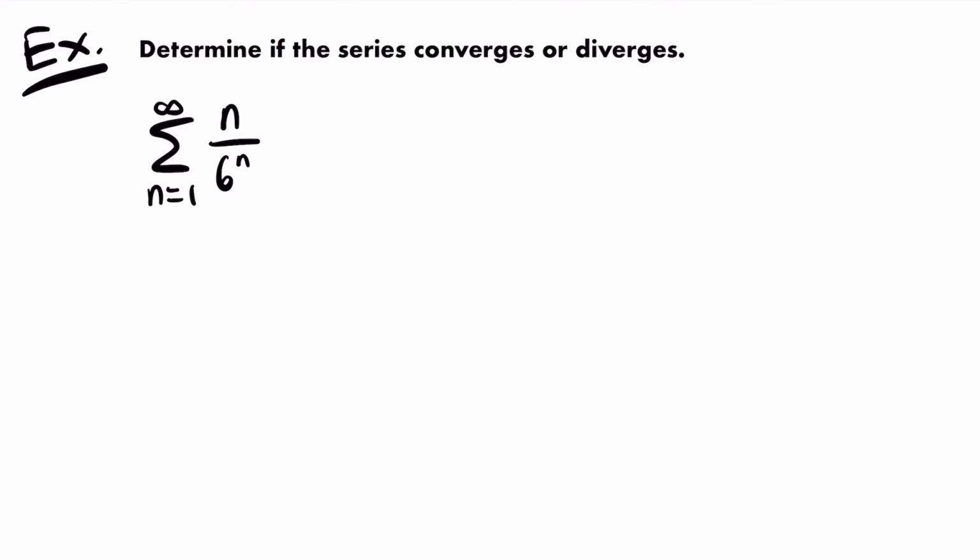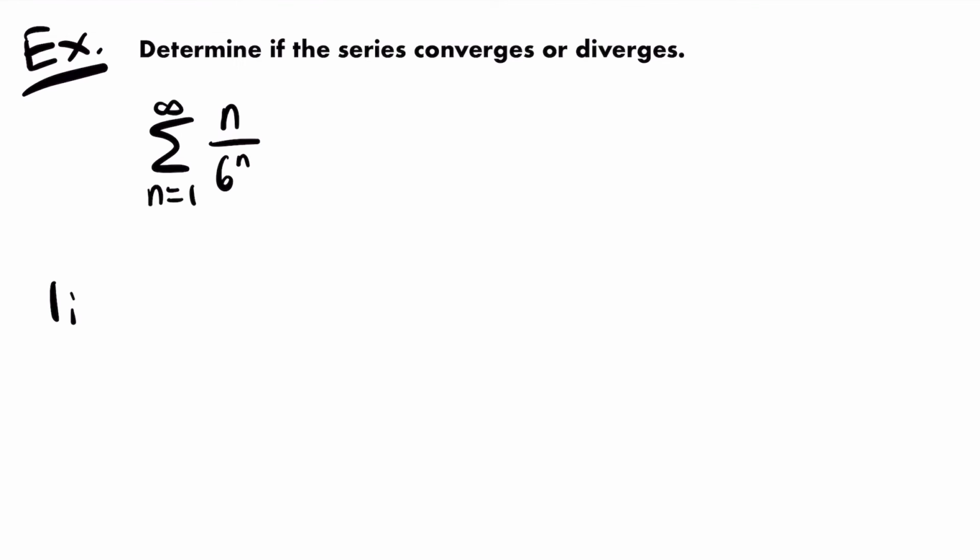And so since I see that we have 6 to the power of n in the denominator, the root test will probably be able to help us here and tell us if this series converges or not. If it turns out that the limit of the nth root of a sub n is equal to 1 and our test is inconclusive, then we can just go back and use a different test. But since I see that we have 6 to the power of n in the denominator, the root test should work out in the end.